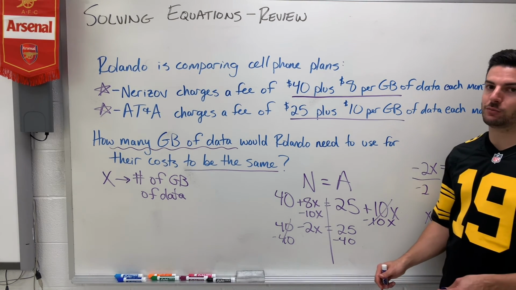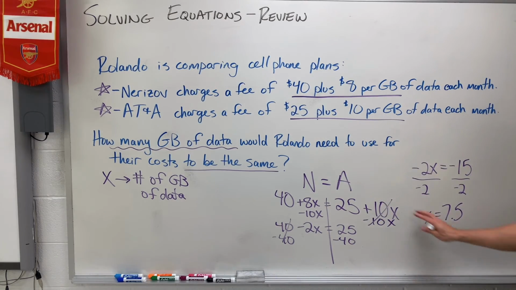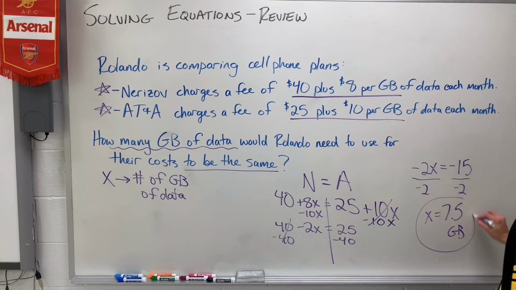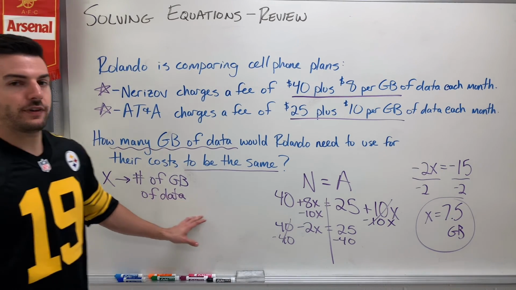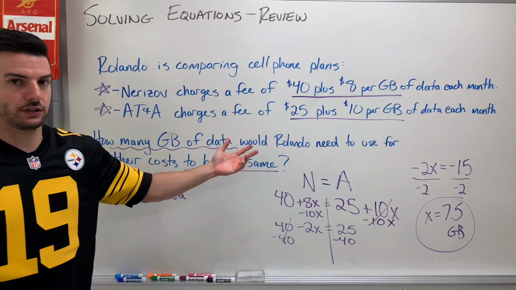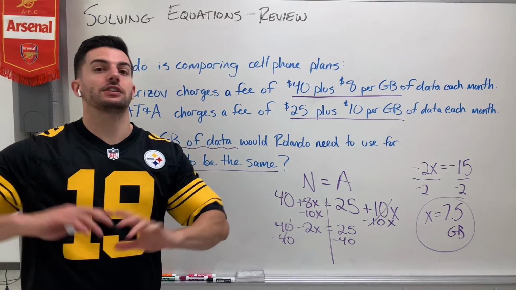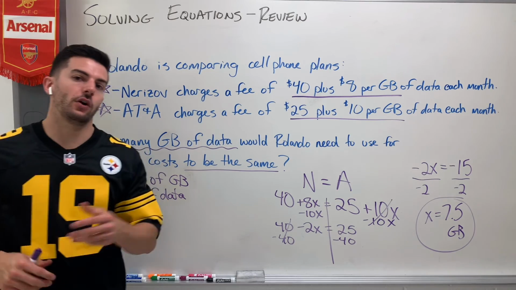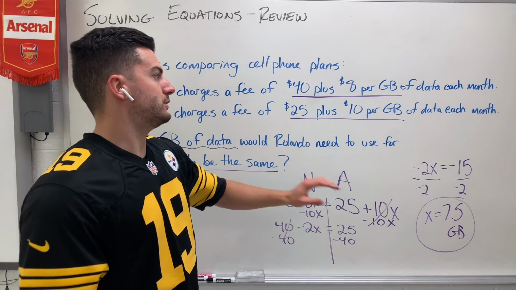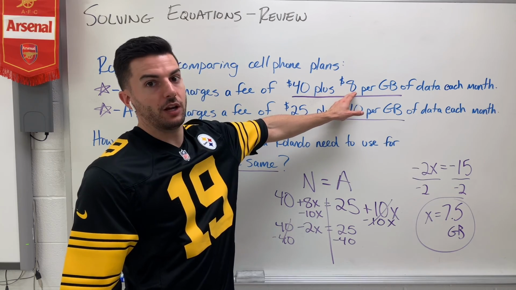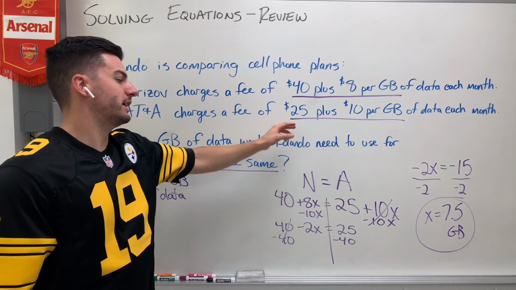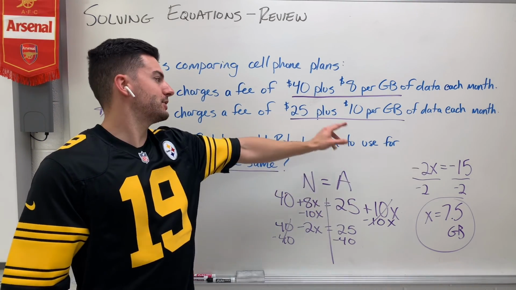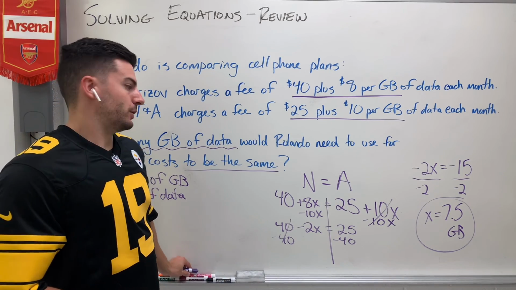And 7.5 what? $7.5? No, again, tie it back to the question. How many gigabytes of data? So 7.5 gigabytes. So what does that mean? Tying this to the problem, this means that he would need to use 7.5 gigabytes of data for these costs to be equal to each other. Knowing that, if he uses a ton of data, if he is on his phone all the time, then he might want to get the one with the cheaper gigabytes per month, even though he has to pay a little bit more for that fee. But if he doesn't use it that much, he could go with the other one.